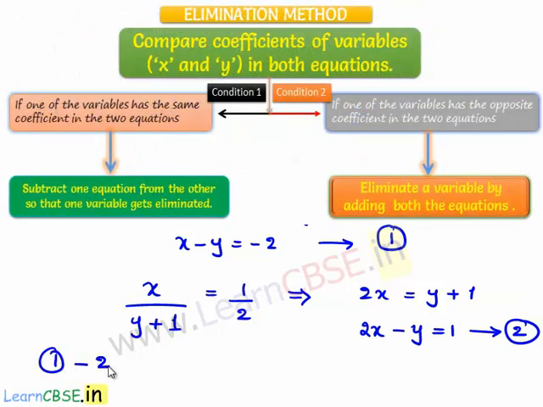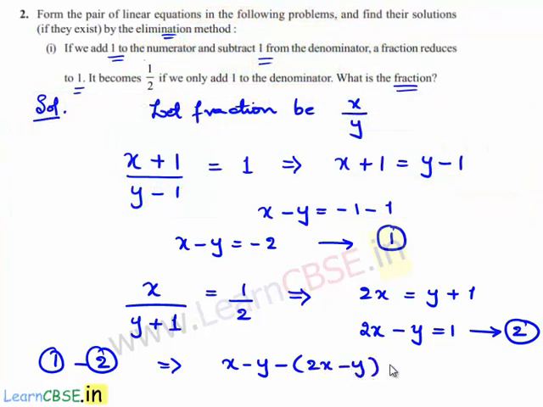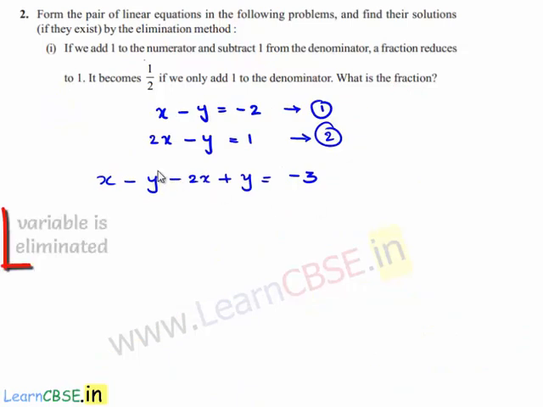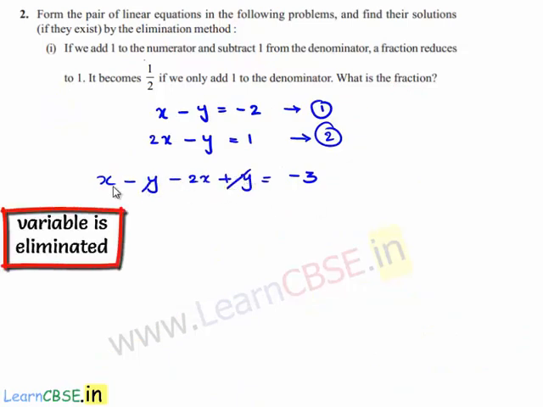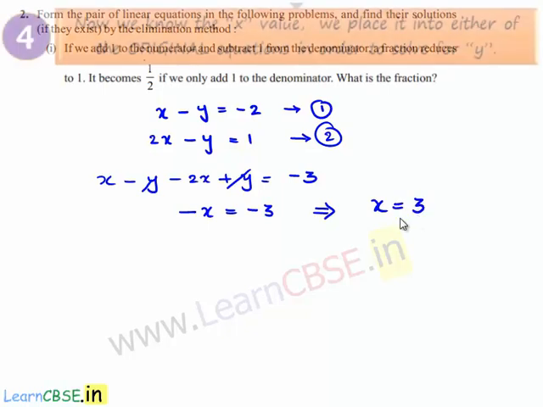Equation 1 minus 2 gives x minus y minus 2x minus y is equal to minus 2 minus 1. We'll be getting x minus y minus 2x plus y is equal to minus 3. Now minus y and plus y will be cancelled. X minus 2x is nothing but minus x. This is equal to minus 3. So finally we'll be getting the value of x as 3.